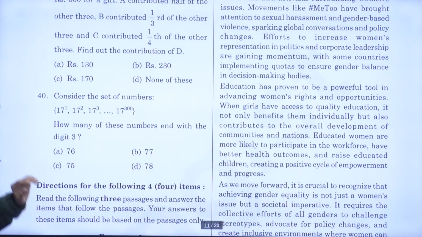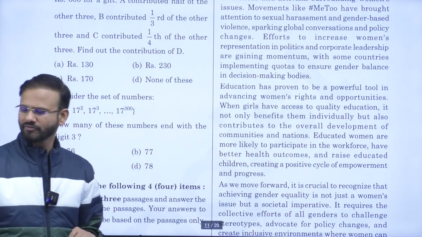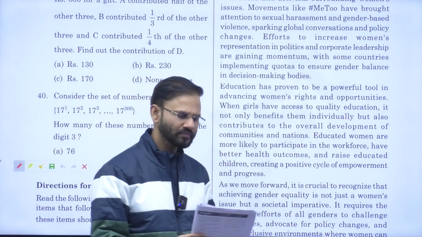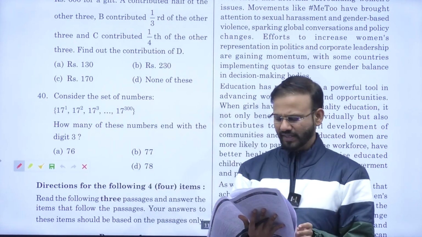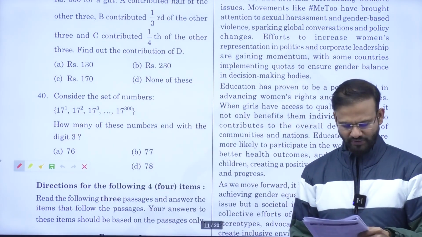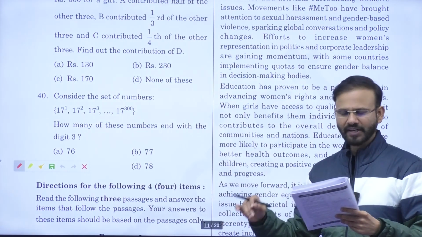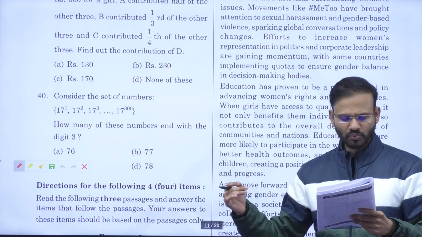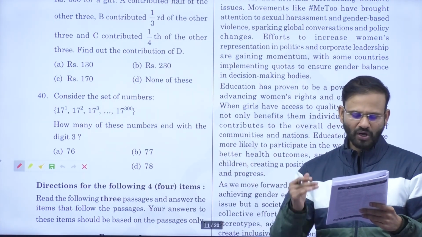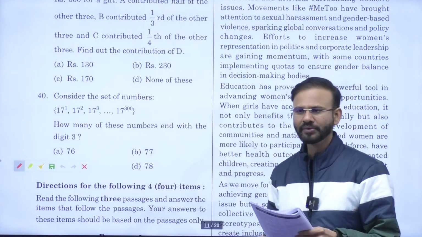Yes everyone. Question number 40 is saying, consider the following statement. Guys, this question we have directly taken from our book, right? Question number 40. Question is saying, consider the following set of numbers: 17 raised to the power 1, 17 raised to the power 2, up to 17 raised to the power 300. How many of these numbers will end with 3?